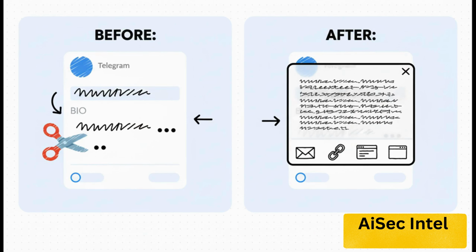And finally, check out this Telegram profile. See how the bio is cut off with the ...? You know there's more there, but the app is hiding it. But again, the full text is already in your browser's memory. The bookmarklet just reaches in, grabs that complete bio, and shows it to you in a pop-up, revealing things like email addresses or websites that were hidden before.